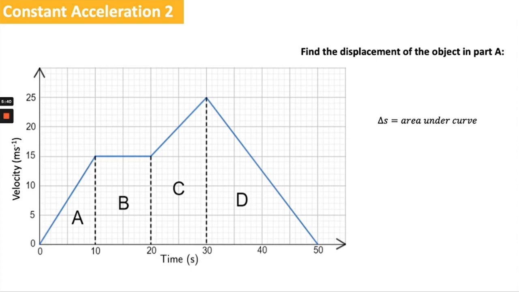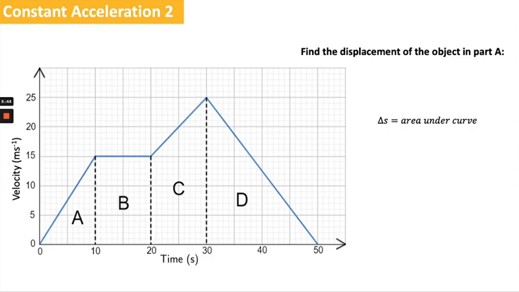Many people like to split this into two shapes, a rectangle and a triangle. In my experience, the students who get this question correct all the time are relying on the trapezium formula. Section D is also a triangle. Okay, so let's find the area of each of these sections, add them together, and we'll have the total displacement.